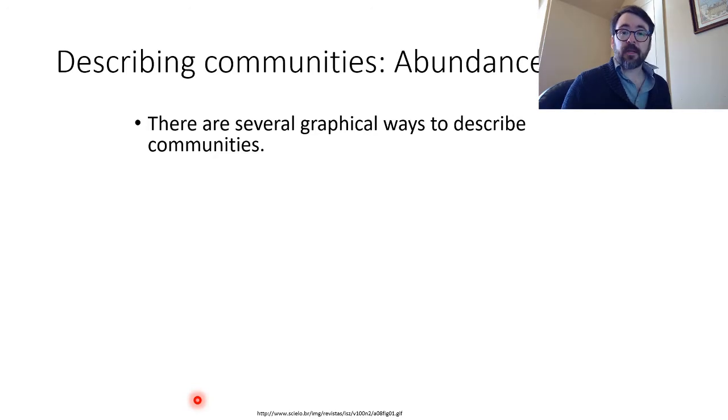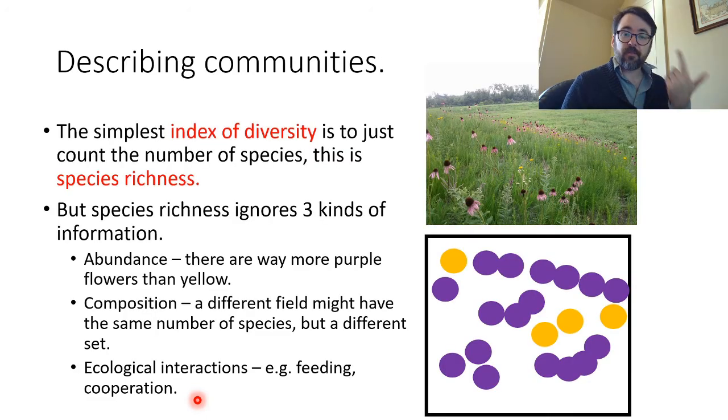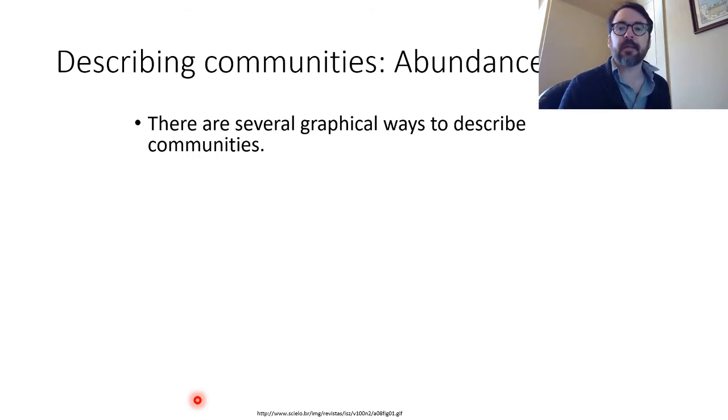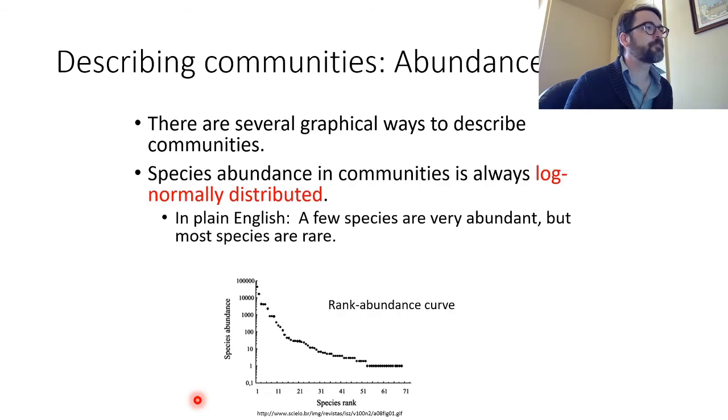So let's look at these different ways. Abundance, composition, and interactions, different ways of studying those. Right, so how do we study abundance? Well, there are a couple graphical ways to do it. Species abundance in communities tends to be log normally distributed. In plain English, what this means is that a few species are very abundant, but most species are rare.